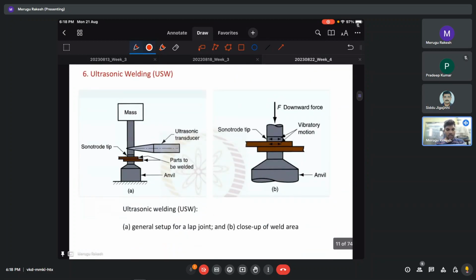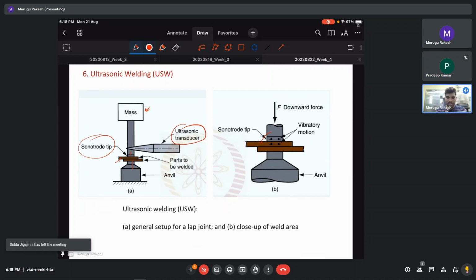This is the typical setup of ultrasonic welding. Basically we have some vibrating mass, then a transducer, then a tip, the sonotrode tip, and then the plates. One is connected to the sonotrode tip and one is held stationary on the anvil. On the second side you can see how the vibratory motion is transferred to the workpiece, and from there, at the interface, the bond happens. This is how it works.